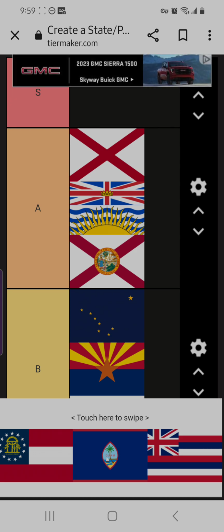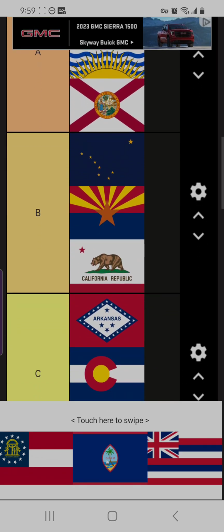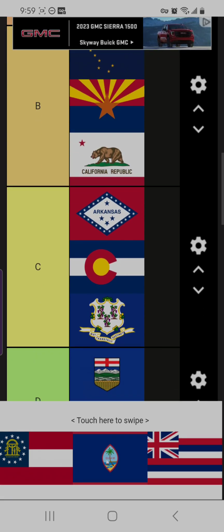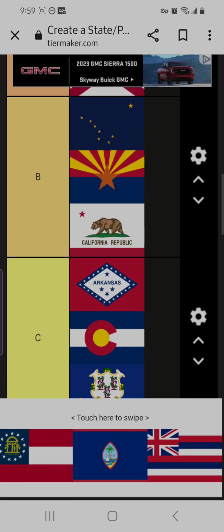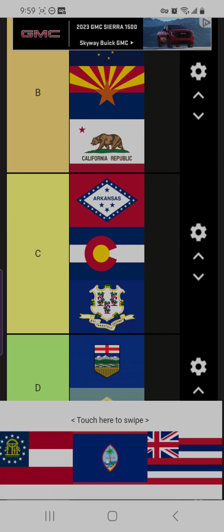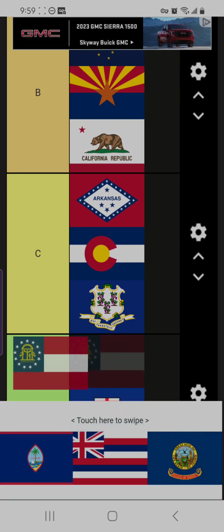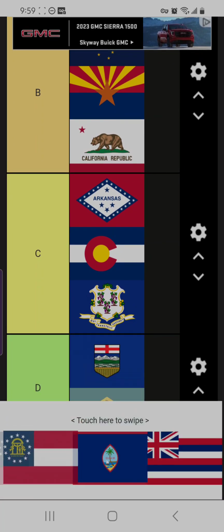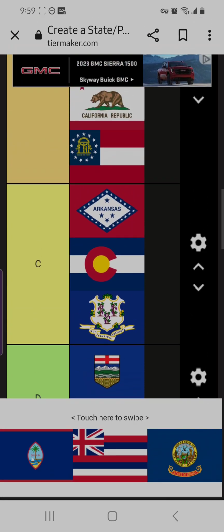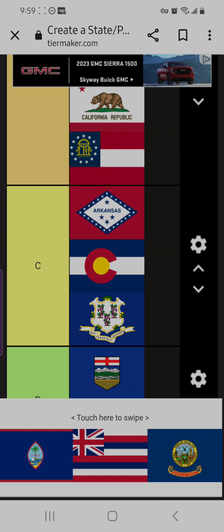Georgia, the flag kind of looks like the Confederacy's flag, but with the seal. It's okay of a flag. Not the best. It's kind of in between a B or a low B or a high C. I think it's gonna be in the B tier just because it actually does have some history to it.